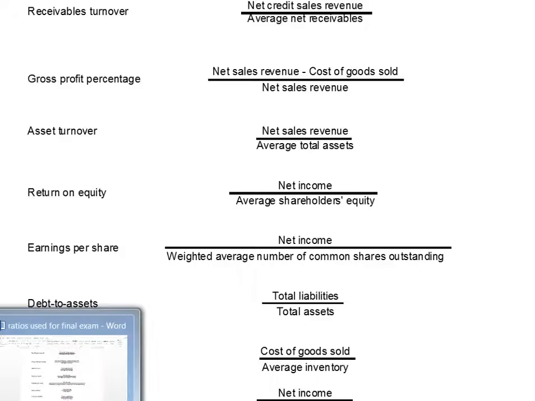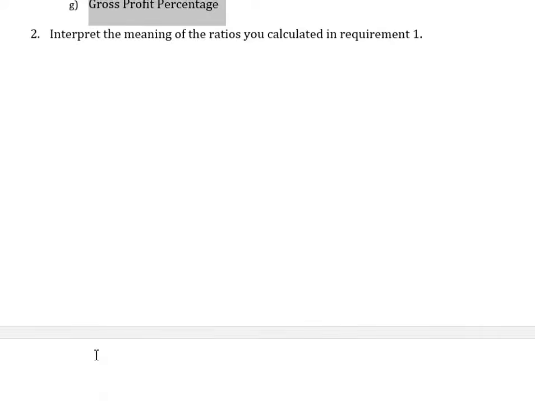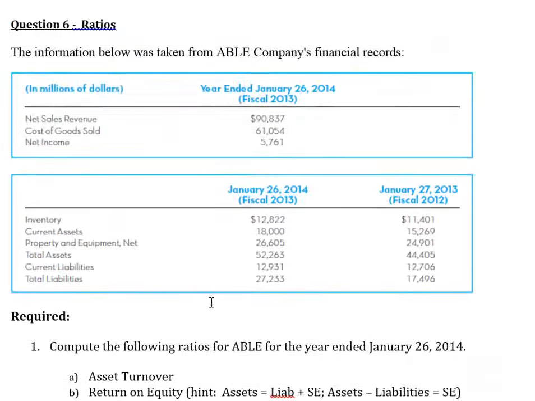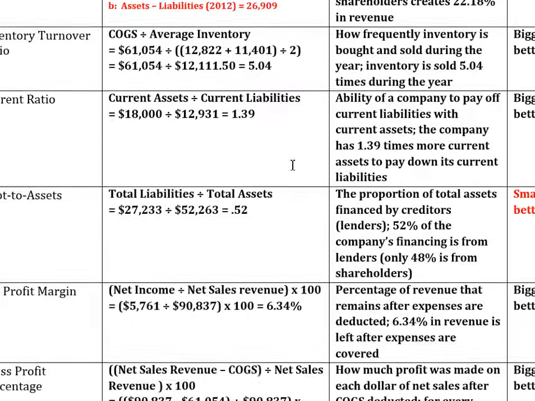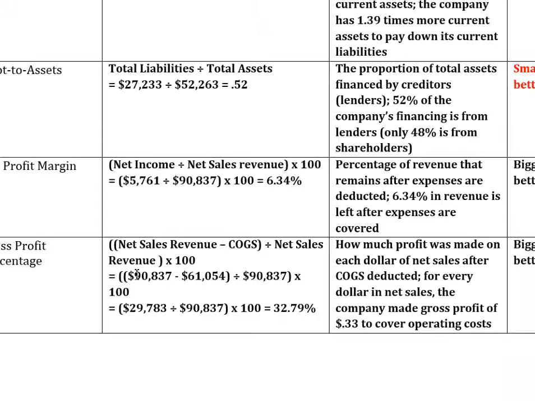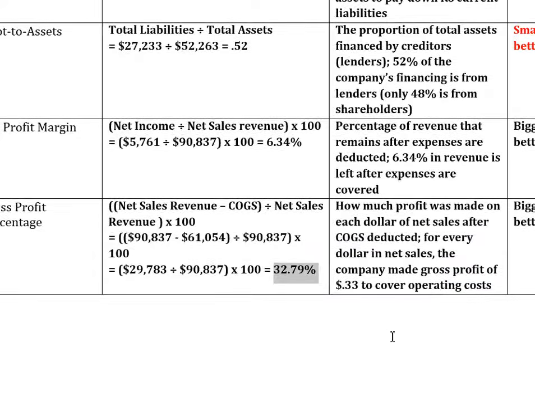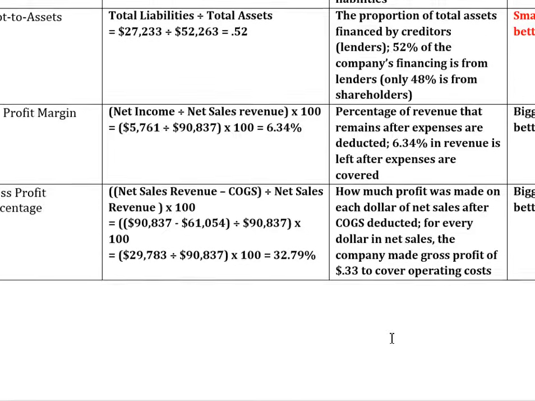So let's go ahead and see how we calculate it. Well, if we go back to our data in our question, gross profit is net sales revenue less cost of goods sold, and then we're going to divide it again by net sales revenue. So if we did our calculation down here, that's net sales revenue less our cost of goods sold, divided by net sales revenue, times 100 to get it as a percentage, and that's going to give us 32.79%. What does that ratio mean?